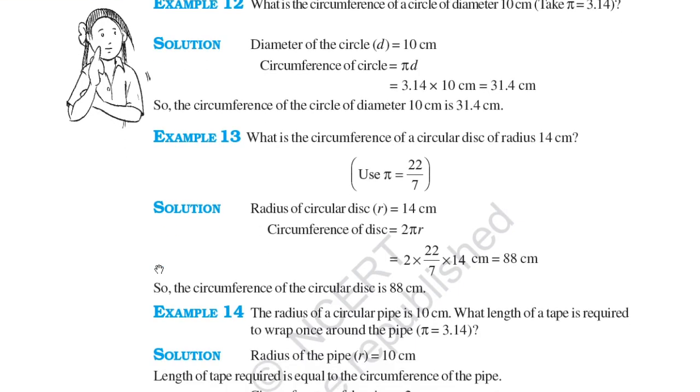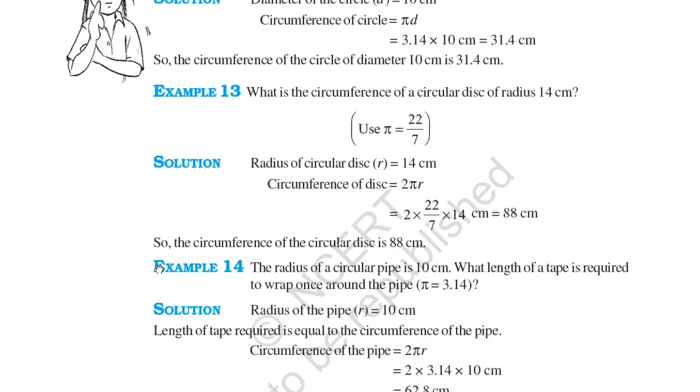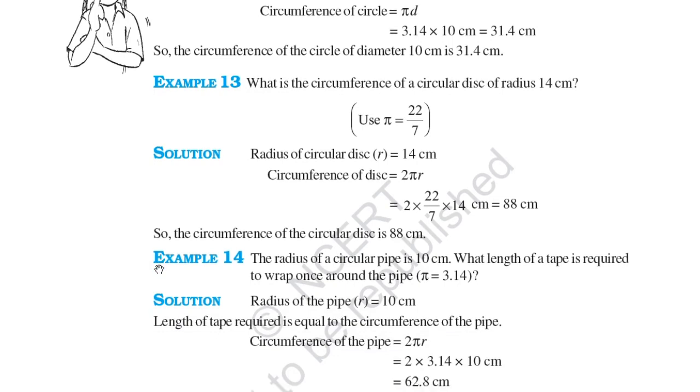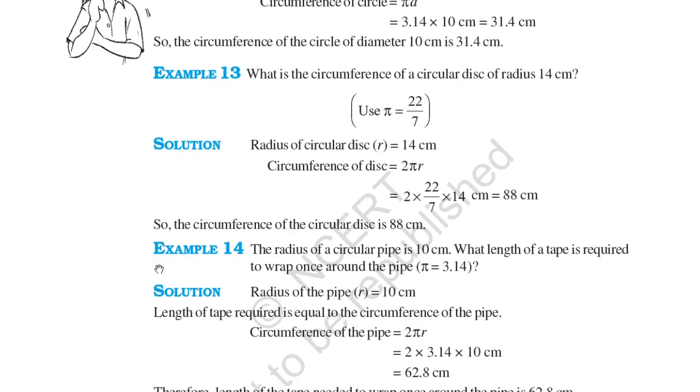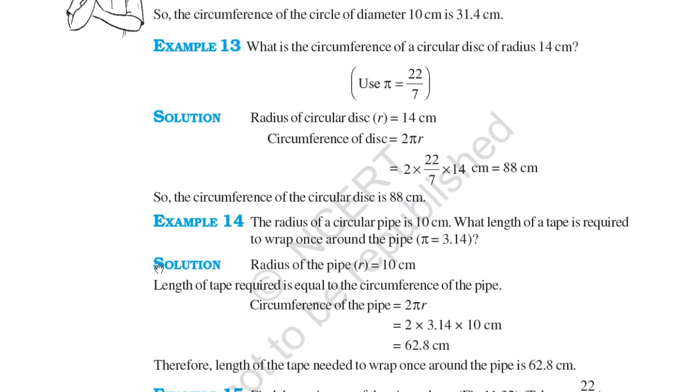Example number 13. What is the circumference of a circular disc of radius 14 centimeter? So you use pi is equal to 22/7. The radius of the circular disc is 14 and the circumference of a disc is 2 pi r. So we'll use the radius 14 here. When we put 2 into 22/7 into 14, 7 gets cancelled by 14. So we get 88 centimeter. So the circumference of the circular disc is 88 centimeter.